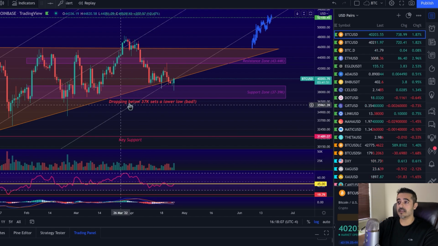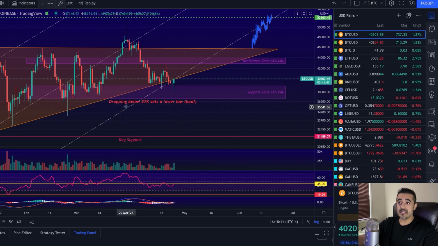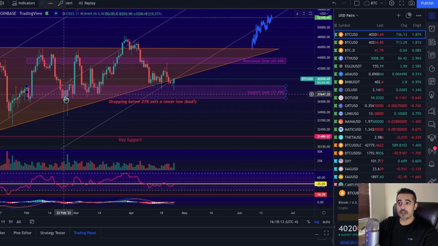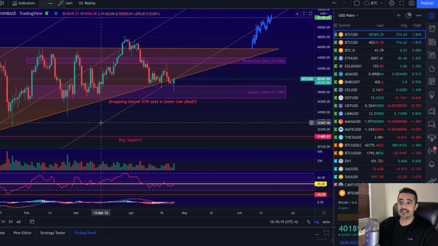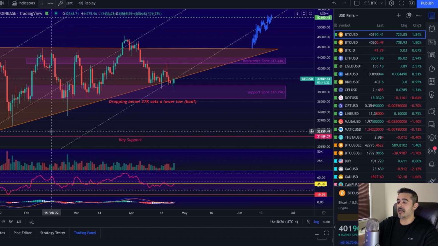Now, what I have written here, dropping below 37K sets a lower low, and that's bad. What I really mean by that is that, looking at these candle bodies here on the left-hand side, these candle bodies kind of set a bottom at 37K. In all technicality, a lower low would be under 34,000 because that's kind of where this wick is right here. But I'm not looking at that wick.